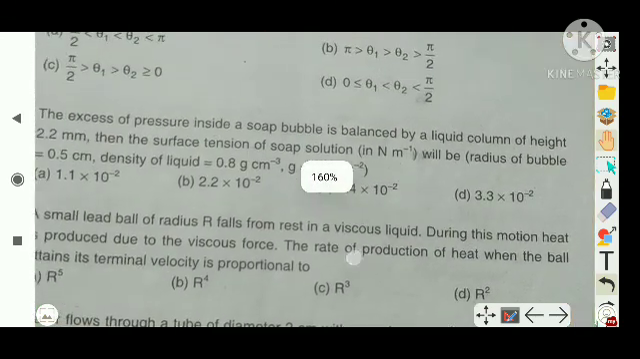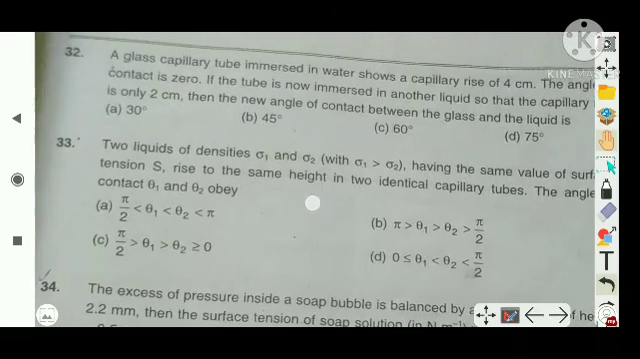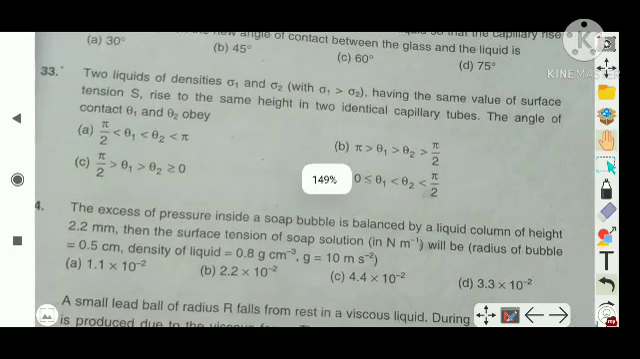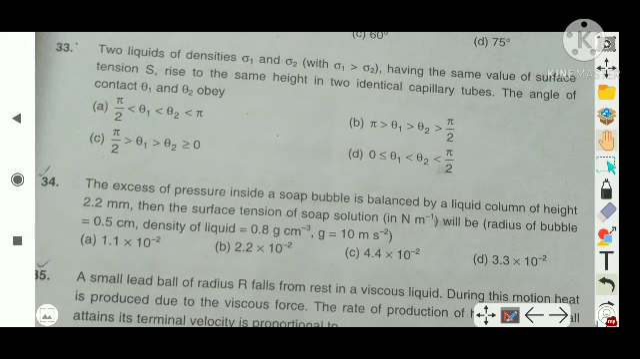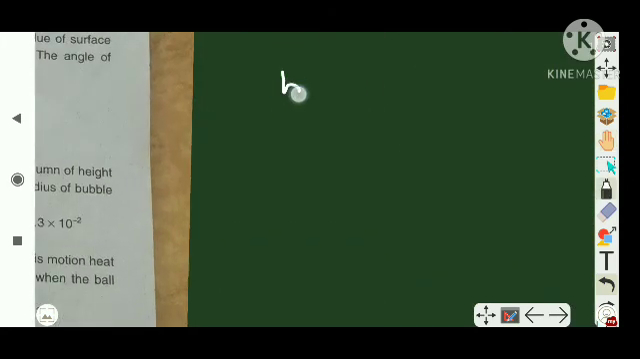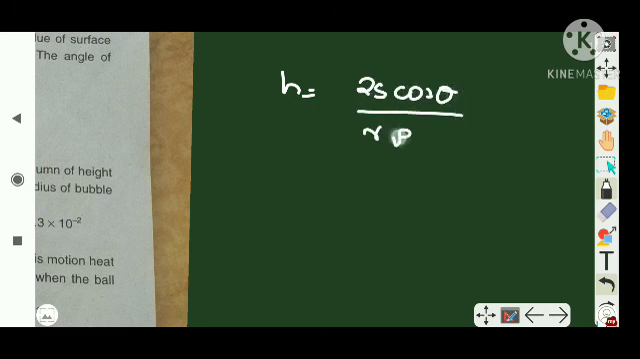Okay, similarly let's move on to the next one. Question 33: two liquids of densities rho 1 and rho 2 having the same value of surface tension S rise to the same height in identical capillary tubes. The angles of contact theta 1 and theta 2 will be. What is the relationship? See, h is equal to 2S cos theta by r rho g.